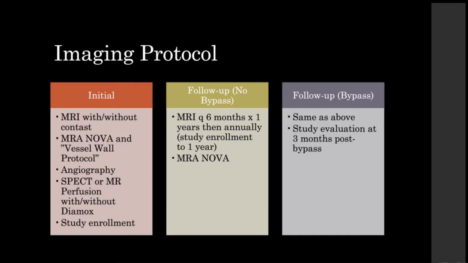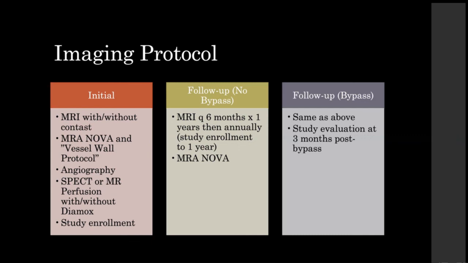So this is the imaging protocol that we use. Initially we get MR for the patient. We get the MR with and without contrast, MR Nova, SPECT or MR perfusion, CT's in here as well, angiography. These are Moya patients, and now we're doing intracranial atherosclerosis patients that come in. Then if we have no bypass, we do 6 months, yearly, and then an MR Nova, and then we do follow-ups. The bypass, we do the same thing, but we get an evaluation 3 months post bypass.